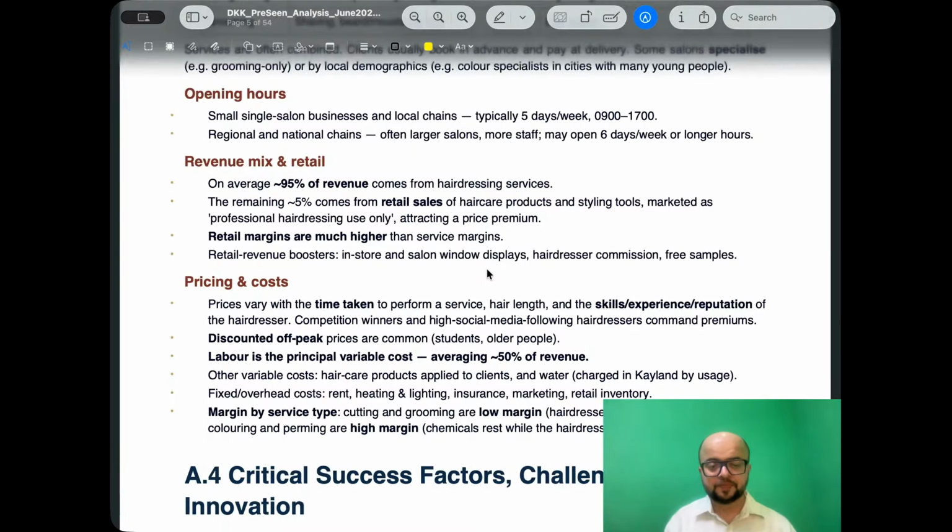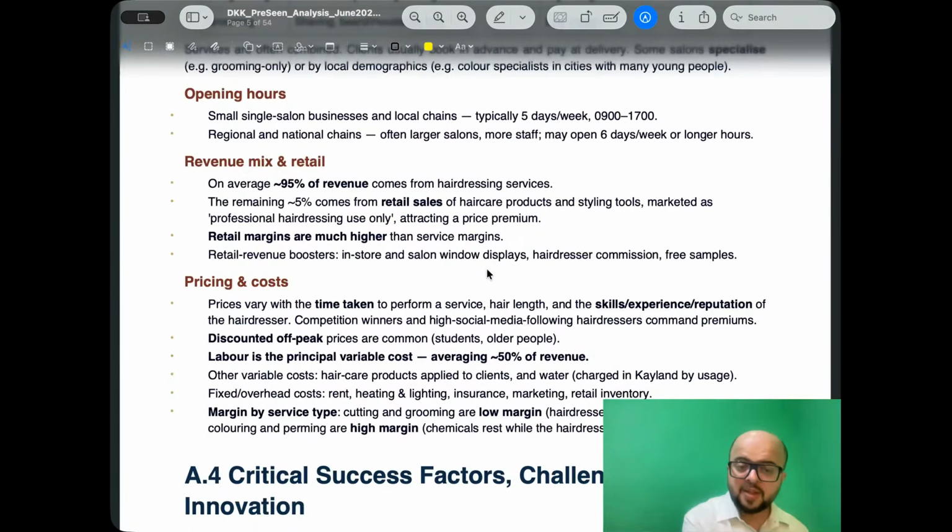Other variable costs are hair care products supplied to clients and water charged by usage, with a water meter. And this business, for hair washing and for other services, you will need water. So that also is a variable cost, but it depends from service to service. For a haircut maybe you just have to sprinkle water, but for a hair wash you may have to use more water. So it's not as if the variable cost for every service is the same. It will depend upon the water usage.